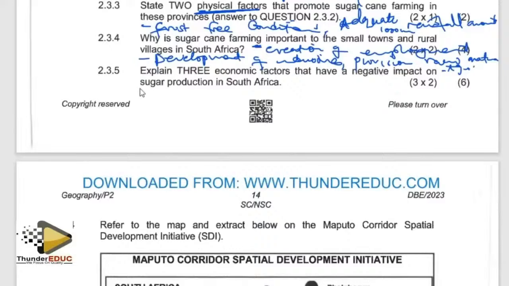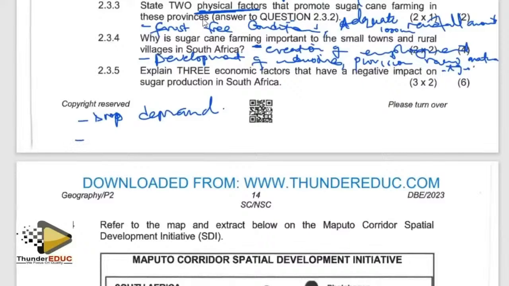So explain 3 economic factors that have negatively impacted sugarcane production in South Africa. Which economic factors have negatively impacted sugarcane growing in South Africa? They are looking at negative impact, but they only look at economic factors. First of all, we have a drop in demand according to the extract, a drop in demand for sugarcane in Southern Africa. So that is economic. There is no demand.